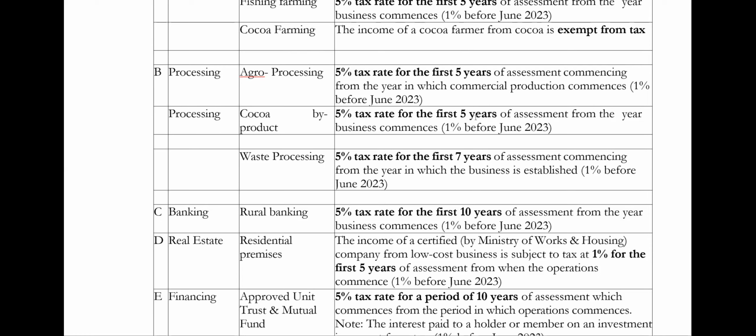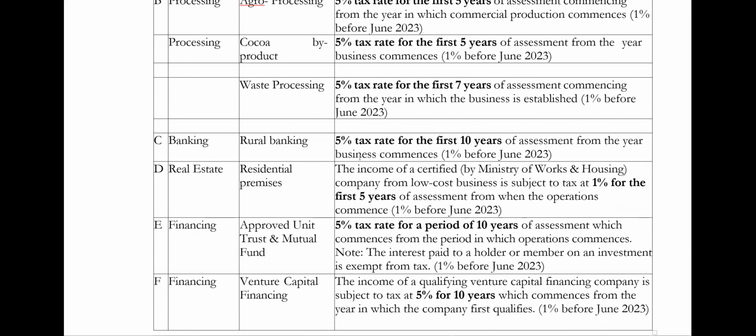Then when it comes to waste processing, if you are into waste processing, those who make biogas, those who process waste into other forms of energy, for the first 7 years, are you getting it? When the business is established, they are going to pay 5% tax. Are we okay? Then we come to the business of banking. For rural banking, for the first 10 years from the period where the business commences, they also pay 5%. So rural banking, 10 years, 5% from commencement.